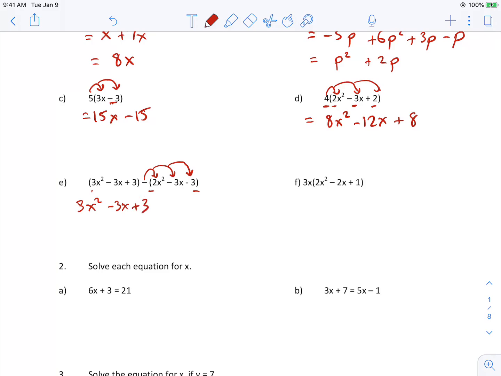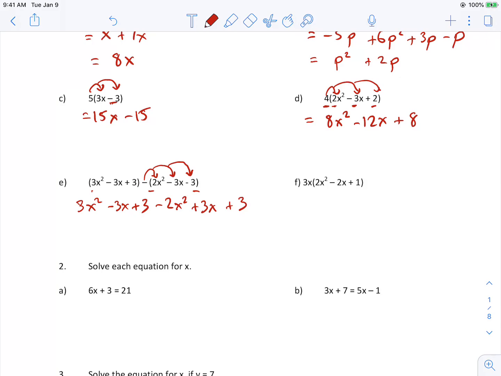But then this minus sign is going to distribute in. So that 2x squared now becomes minus 2x squared. And this minus 3x, well, now that negative sign affects it. It now becomes positive 3x. And this minus 3, that negative sign affects it. It becomes positive 3.